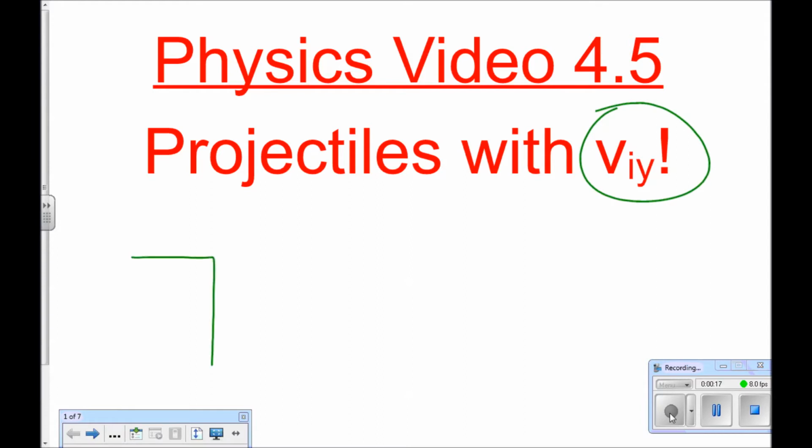So up until now, we've done a ton of problems where you've got a car driving off of a cliff or somebody throws a ball horizontally. But all of our problems have started out moving horizontally, which has meant that our VIY would be 0. And it lands like that, right?